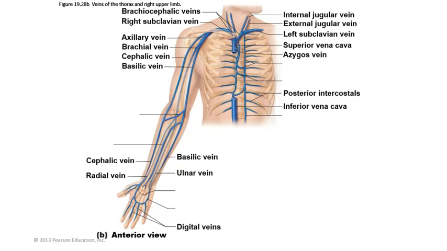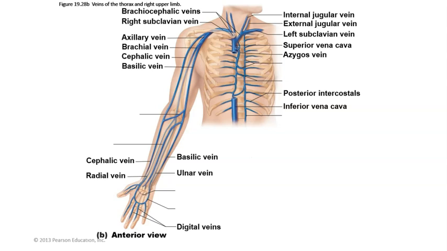So from the digital veins of the hand, the radial vein runs parallel to the radius bone in the lateral part of the forearm, and the ulnar vein runs parallel to the ulna bone in the medial part of the forearm. The cephalic vein is in close proximity to the radial vein and continues from the lateral forearm all the way up through the lateral arm and to the shoulder.